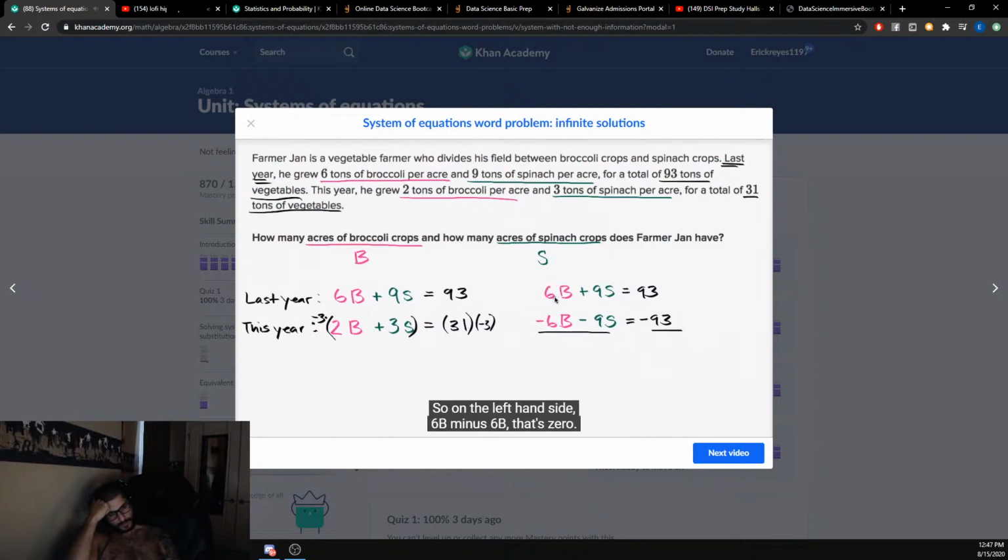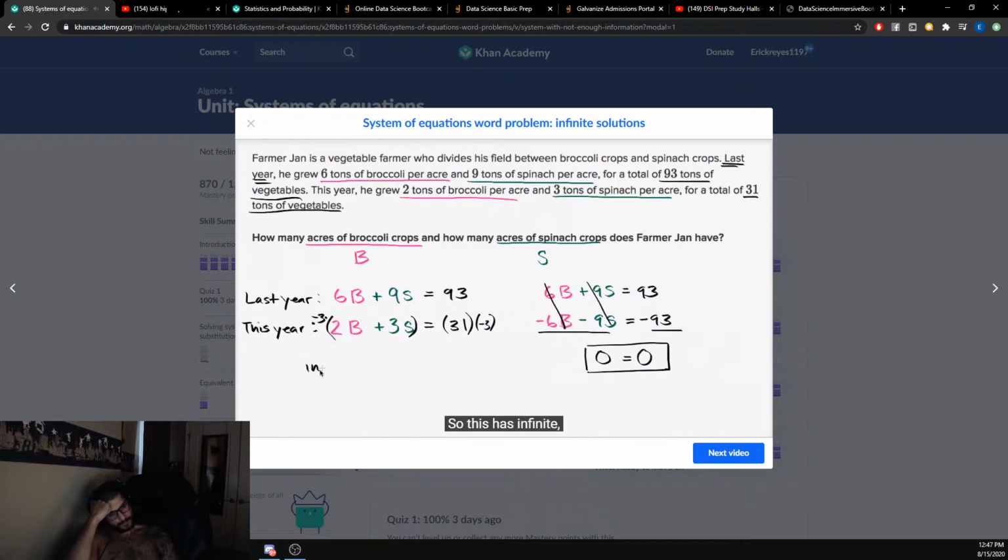So on the left-hand side, 6b minus 6b, that's 0. 9s minus 9s, that's 0. We're going to get just 0. On the right-hand side, we get 93 minus 93. Well, that's still just going to be 0. So we have this situation where we get 0 equals 0, which is going to be true no matter what b and s are. And so this is a system with an infinite number of solutions.